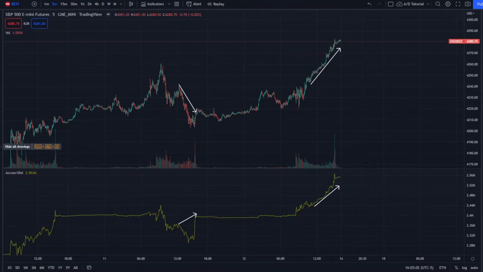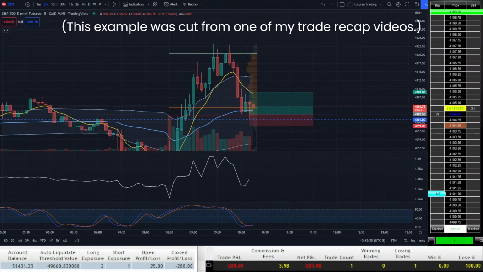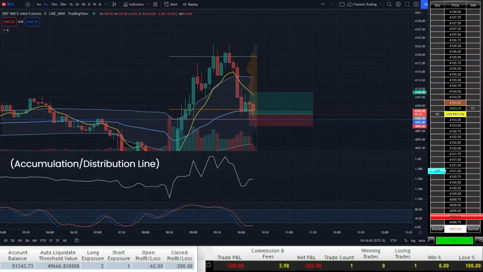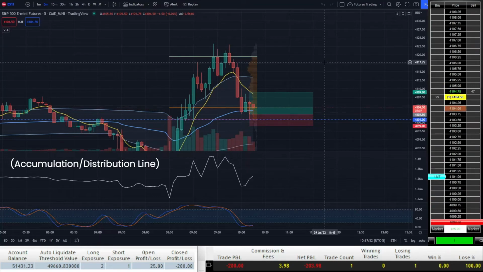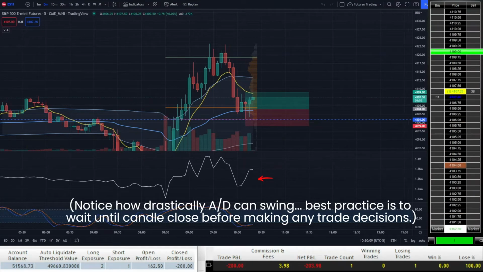One last thing to note is that it's important to wait for the price candle to close to lock in the AD value before making any decisions. Because the candle close price determines the AD reading, there can be instances where a high volume candle's price can seem to cause divergence in AD during the candle, but by the time the candle closes, a divergence may be gone. If you see AD swing around wildly, it's best to wait for that candle to close first before relying on it for a trade.